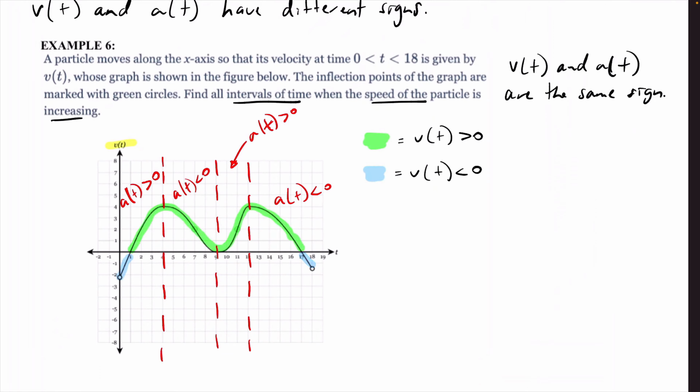Okay. All right. So we're looking for when V of t and A of t have the same sign. Okay? Well, we start from 0 to 4, acceleration is positive. Where is velocity also positive? 1 to 4, right? Okay, so let's jot that down. And then after 4, acceleration is negative. But velocity is positive the whole way, right? So we don't have anything there. And then we're increasing, so that's acceleration positive, and is velocity positive the whole time, right? So from 9 to 11.